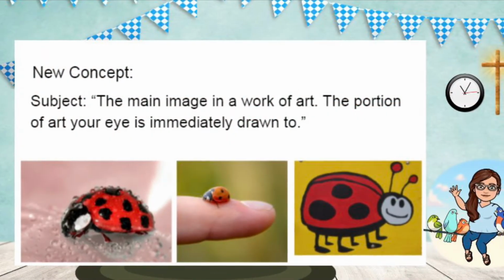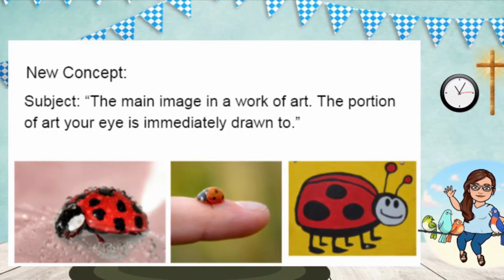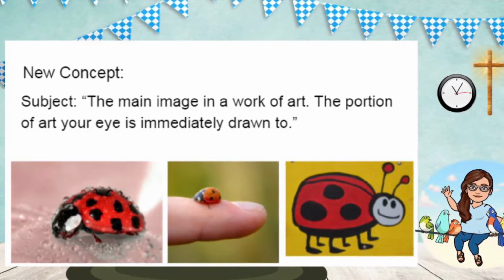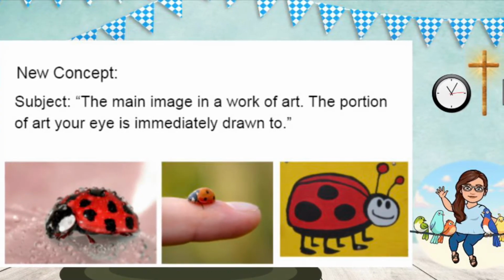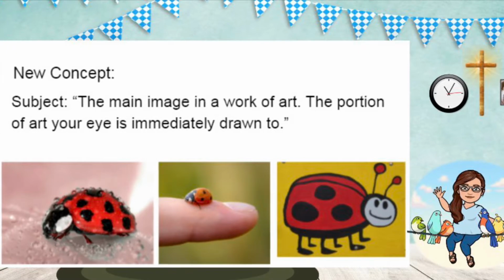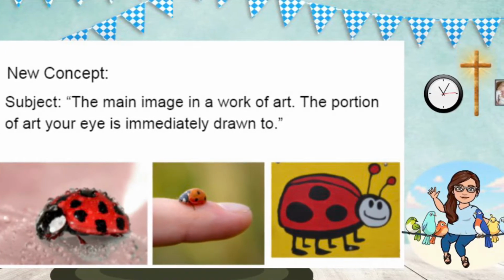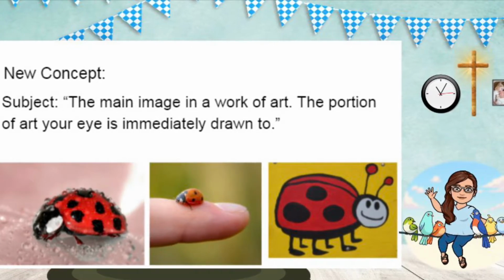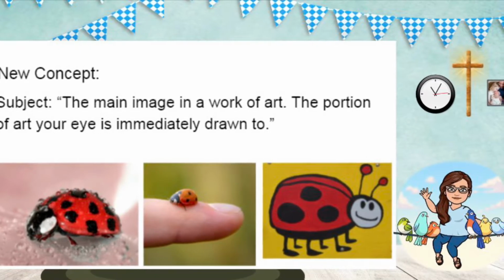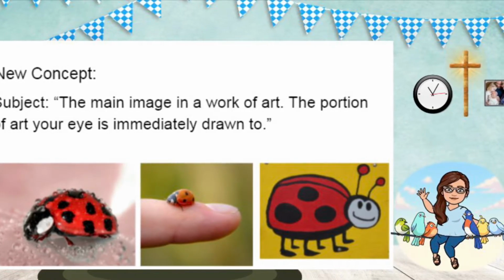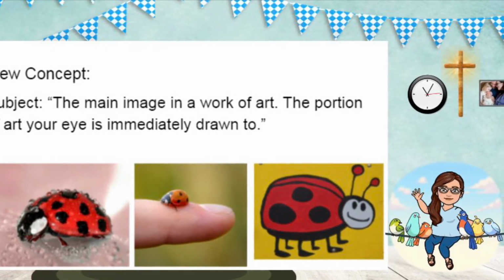In art, the word subject can be defined as the main image in a work of art, the portion of art your eye is immediately drawn to. If I ask you this question, what is this picture of? Your answer would be the subject. So let's look at the three images on the bottom. They all have something in common, and if I asked you, what are these pictures of? I think you would reply with ladybugs. So the subject of these three images are ladybugs.